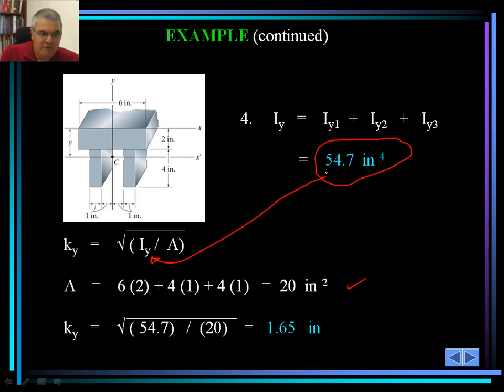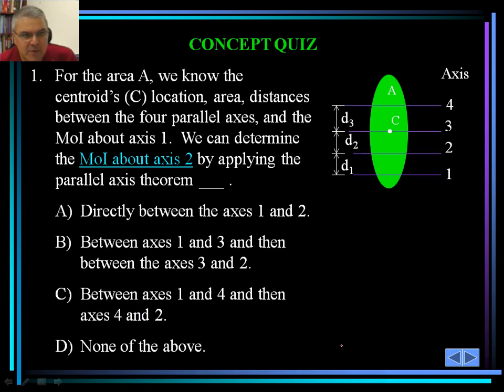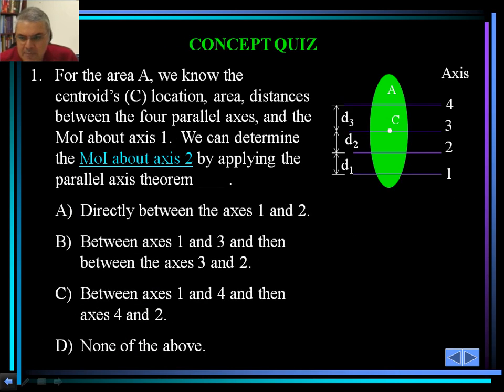Anyway, so 54.7 divided by 20 here, which is the area, and then that will be the k sub y as 1.65 inches. Okay. So let's take a look at a concept quiz here. You can read it to pretty much get warmed up a little bit.